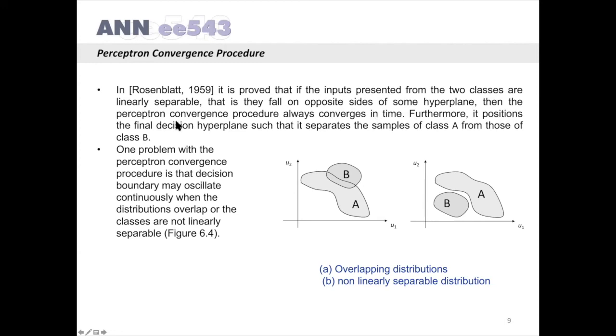Furthermore, it positions the final decision hyperplane such that it separates the samples of class A from those of class B. One problem with the perceptron convergence procedure is that the decision boundary may oscillate continuously when the distributions overlap or the classes are not linearly separable. In this figure, in the left one, we have overlapping distributions for the classes A and B, and this one shows a non-linearly separable distribution. There is no line to separate these two classes. In both cases, the perceptron convergence algorithm will not converge.